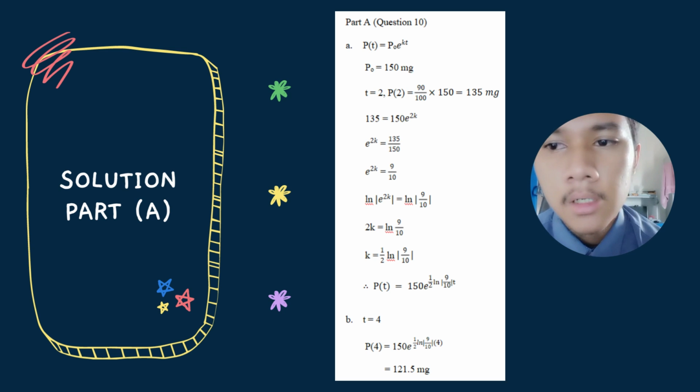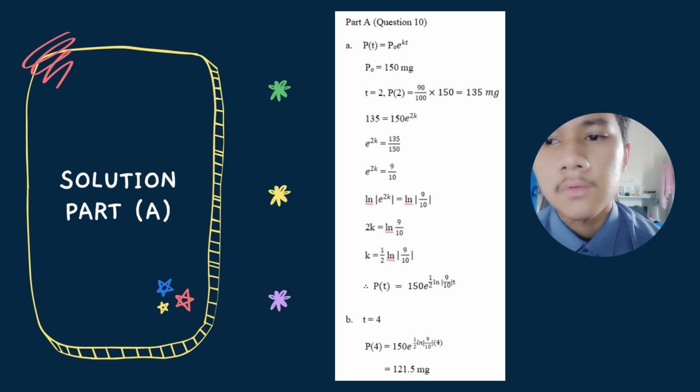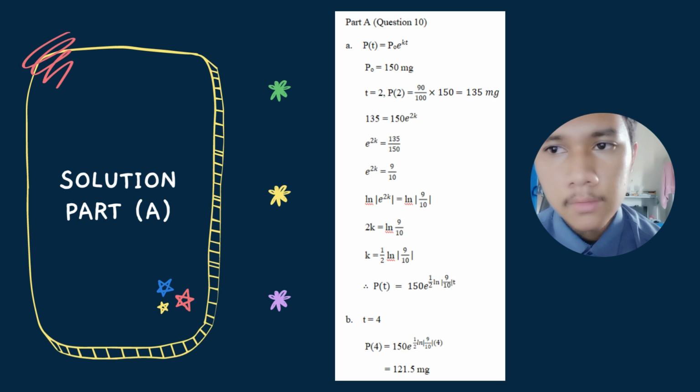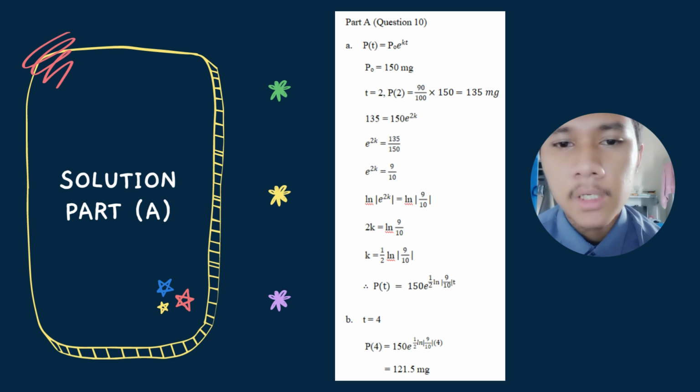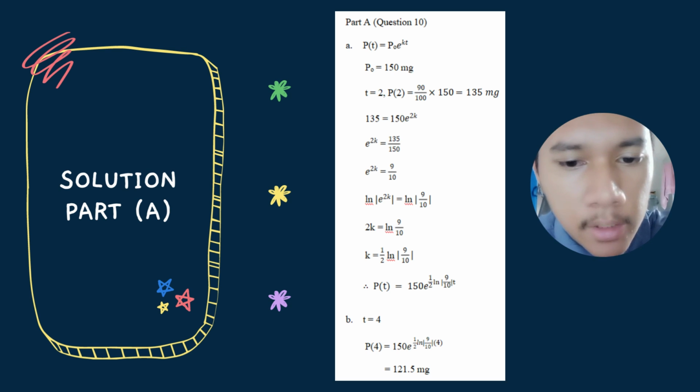For question B, we need to find the mass. So we need to replace t equals 4, and then we need to put the number into the equation. So the final answer is 121.5 milligram. That's all for me. Thank you.